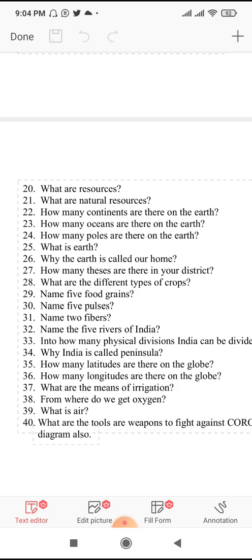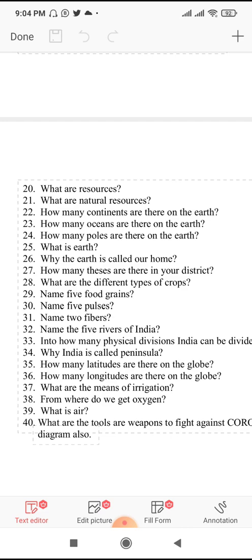Why the earth is called our home? Because all living things live on the earth. That's why the earth is called our home. How many tehsils are there in your district? आपके district में कितनी tehsils है?